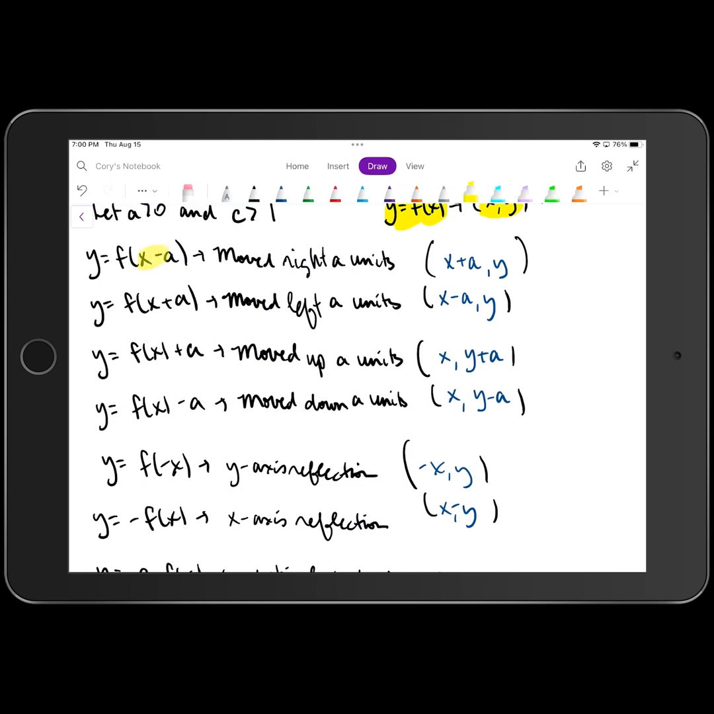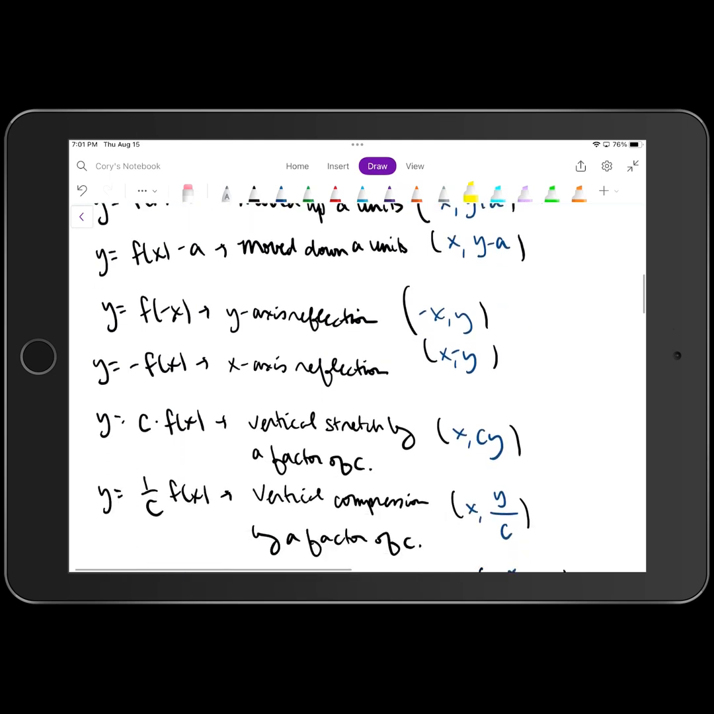So if you subtract a inside of the function, you would probably think that the graph would get shifted to the left a units, but no, the graph behaves the opposite of what you would expect. That's going to shift the graph to the right a units instead. If you take y is equal to f of x plus a, if you add a inside of the function, you would probably at first glance think, oh, that's going to shift the graph to the right a units, but no, the graph behaves the opposite of what you would expect. The graph gets shifted to the left a units.